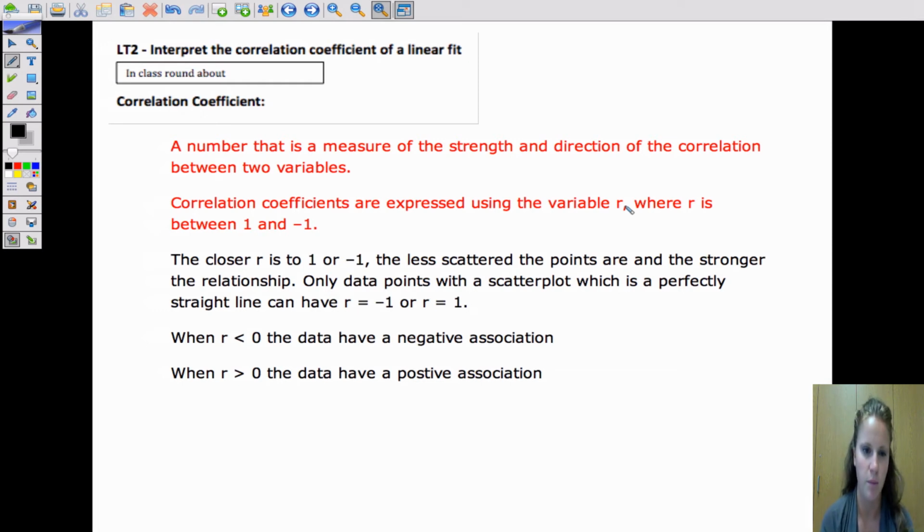Don't take these notes down, but the closer R is to 1 or -1, the less scattered or the stronger the relationship is. Only scatter plots with data points which are perfectly straight have R equals -1, when negatively associated, and R equals +1 when positively associated. So when R is less than 0, the data has a negative association, and when it's greater than 0, the data has a positive association. Okay? So let's move on then to estimating some of our own.